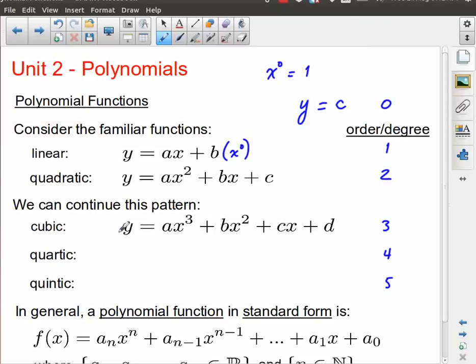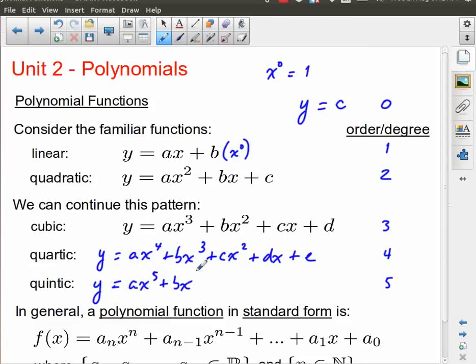Now, what is this going to look like? It's really just extending what we've already done here. So a quartic generally is going to be ax to the 4 plus bx cubed plus cx squared plus dx plus e. And quintic is going to be ax to the 5 plus bx to the 4 plus cx cubed plus dx squared plus ex plus f. And the letters we use here are arbitrary. Obviously, I'm just doing these in alphabetical order.